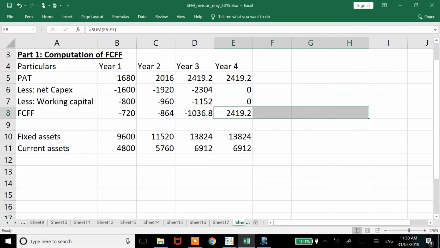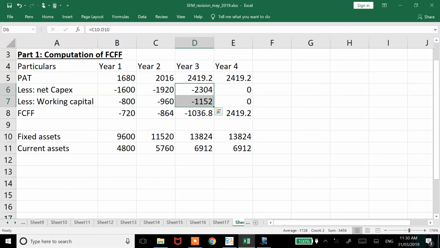Beyond year 4, it's going to be a perpetuity. Same amount earned every year. Year 4, year 5, year 6, year 7. Every year it's going to earn the same amount. And I cannot copy the third year number for the fourth year just because the growth has stabilized, because most of the times these two will be the primary impacting factor. So whenever growth stabilizes, if growth stabilizes in the fourth year, calculate fourth year cash flow and don't copy the third year number. Next, part 2, valuation of firm.